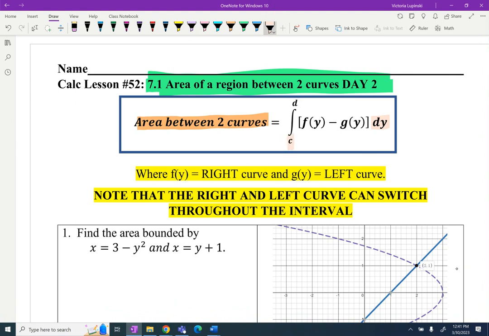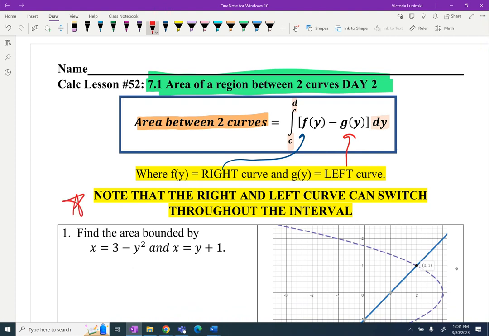These have to be y values from y to y. Instead of doing top curve minus bottom curve, you have to do right curve minus left curve. So let me say that again. When you're doing it in terms of y's, you have to set up your c and your d as y's. You have to put dy for your variable of integration. And instead of doing top minus bottom, you're doing right minus left.